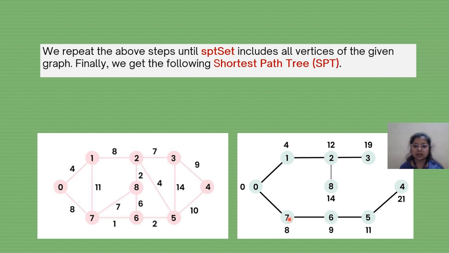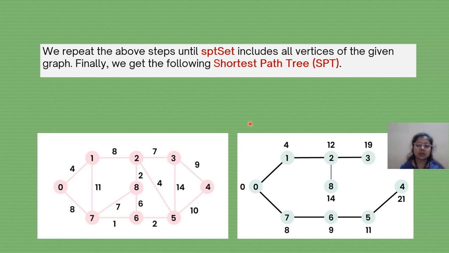shortest path tree. So we can see that from source node 0 to 1, the minimum distance is 4. If we go from 0 to 7, it will be 8, and from 0 to 2, the minimum distance is 12. From 0 to 3, the minimum distance is 18, and from 0 to 6, the minimum distance is 9. From 0 to 5, the minimum distance is 11, and from 0 to 4, the minimum distance is 12.